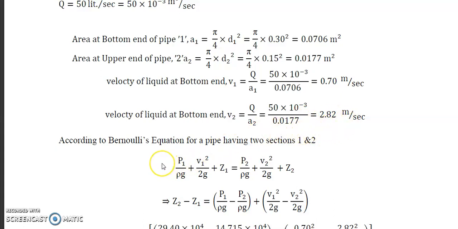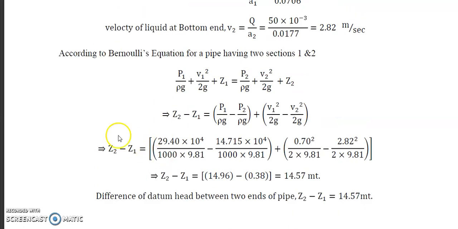Now you are applying Bernoulli's equation, that is P1 by rho g plus V1 square by 2g plus Z1 is equal to P2 by rho g plus V2 square by 2g plus Z2. So here you have to calculate the difference in datum head, that is Z2 minus Z1 is equal to P1 by rho g minus P2 by rho g plus V1 square by 2g minus V2 square by 2g.